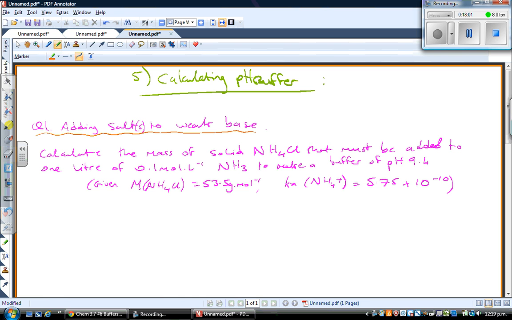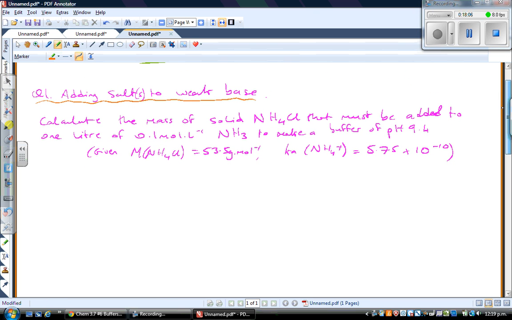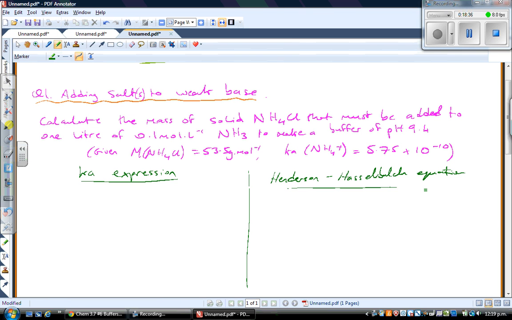Now there are 2 ways to approach doing these questions, so I'm going to do it both ways just to illustrate it this one time. You can use either a rearrangement of the Ka expression, or alternatively, you can use what's known as the Henderson-Hasselbalch equation, H-A-S-S-E-L-B-A-L-C-H.